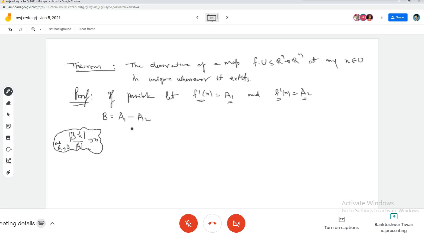So for that, let us start from this Bh. Whenever I am writing mod, this is actually a norm in the range space. So this is from Rn to Rm actually, so this is actually a norm in Rm. आप चाहे तो norm लिख सकते हैं, no problem. We think of a norm.